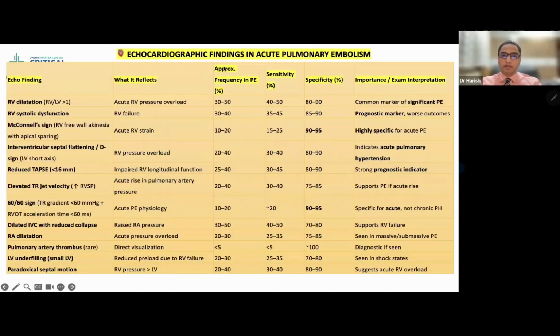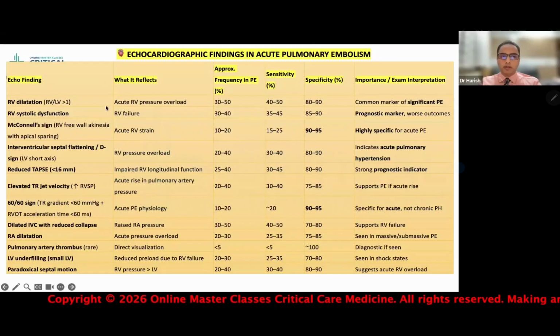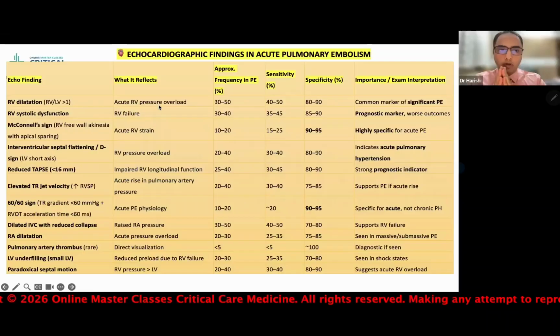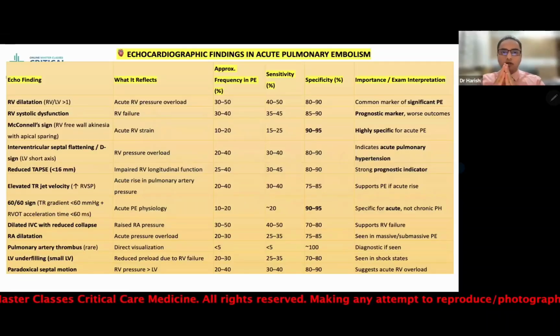Okay, so these are some of the echo findings in PE with their sensitivity, specificity, and how frequently we get that picture. Okay, so RV dilatation, that is RV to LV ratio more than 1. So acute RV pressure overload is the reason, that is what it reflects.